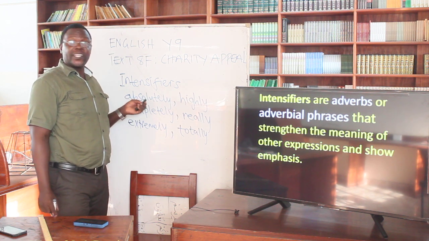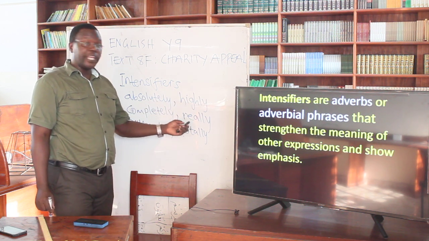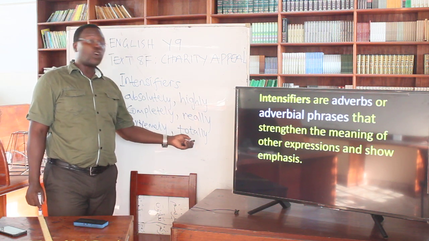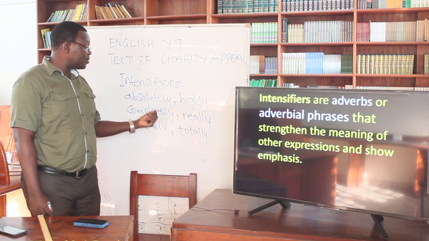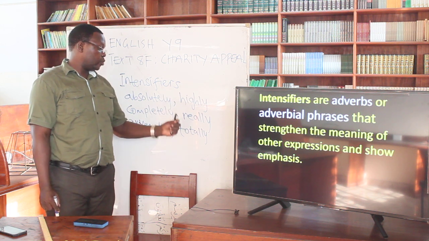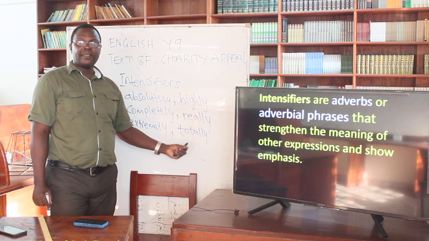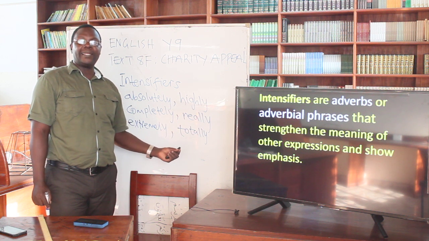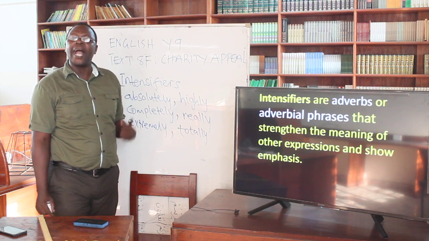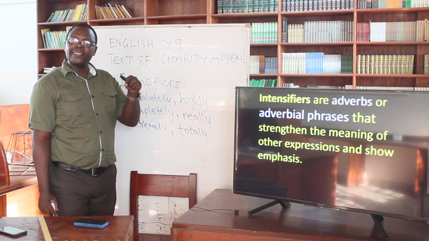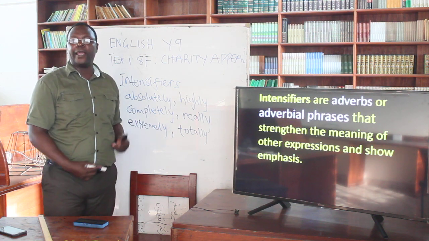What is common with these words here? The original word or the base word was absolute, high, complete, real, extreme, total. Then you add ly. It becomes absolutely, highly, completely, really, extremely. So you see here with words like really and totally, they originally ended with L and now we add another L. So a word that is an adjective, when you add ly, it becomes an adverb. In our next part, we shall look at the exceptions, those that do not end with ly. I'll be back.